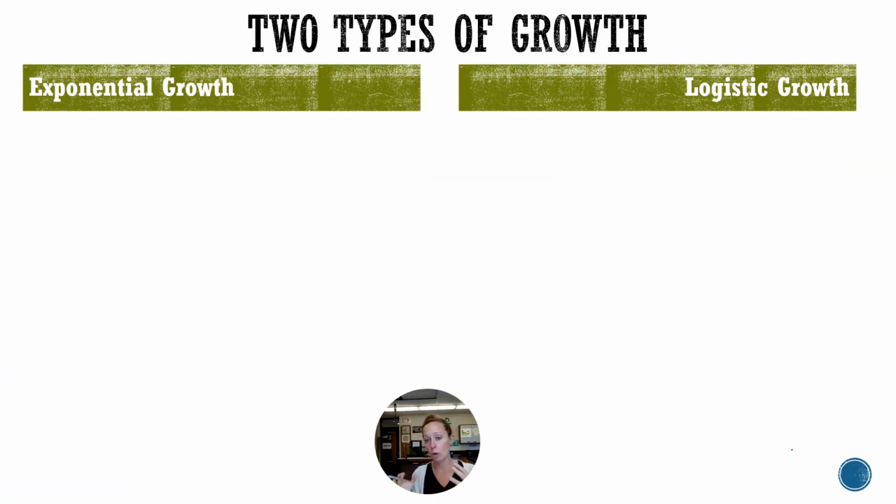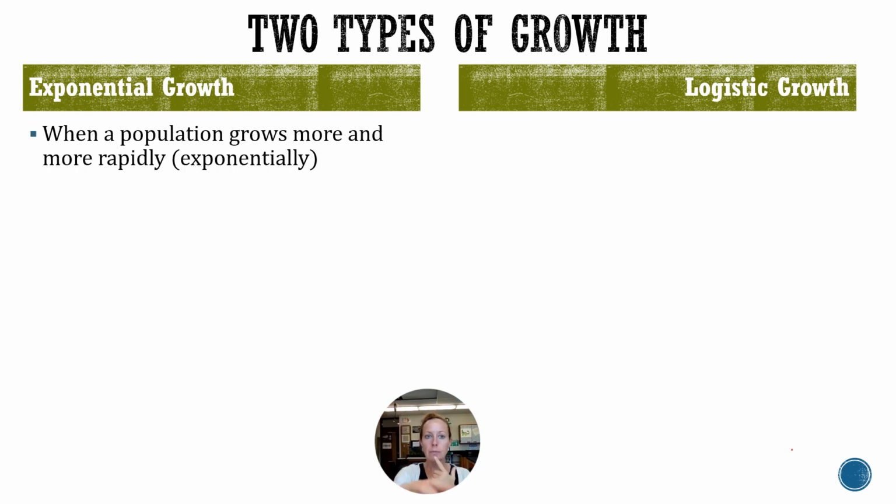So when we look at the growth of a population and how it changes, we just talked about why. So how it changes and how we look at that, there's two different ways it's going to change. You can have exponential growth or logistic growth. Do this as like two halves in your notebook, okay?